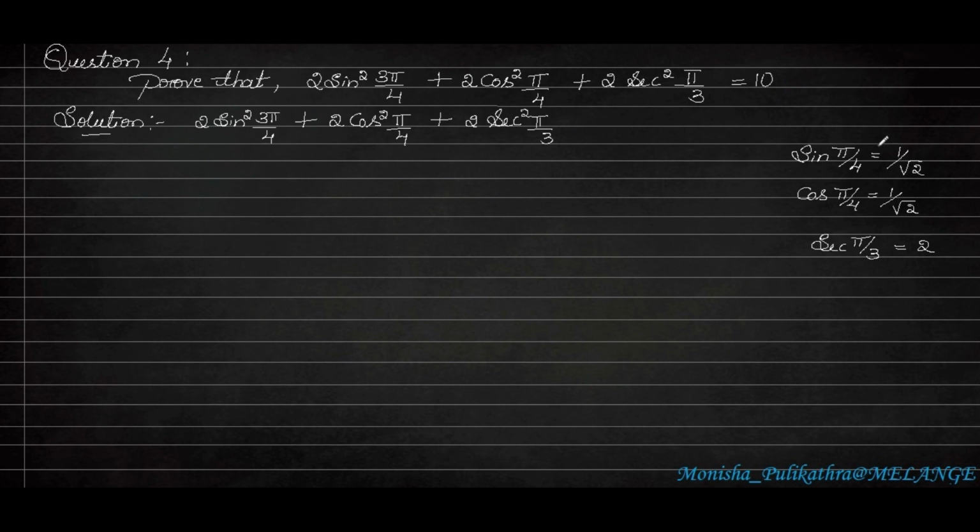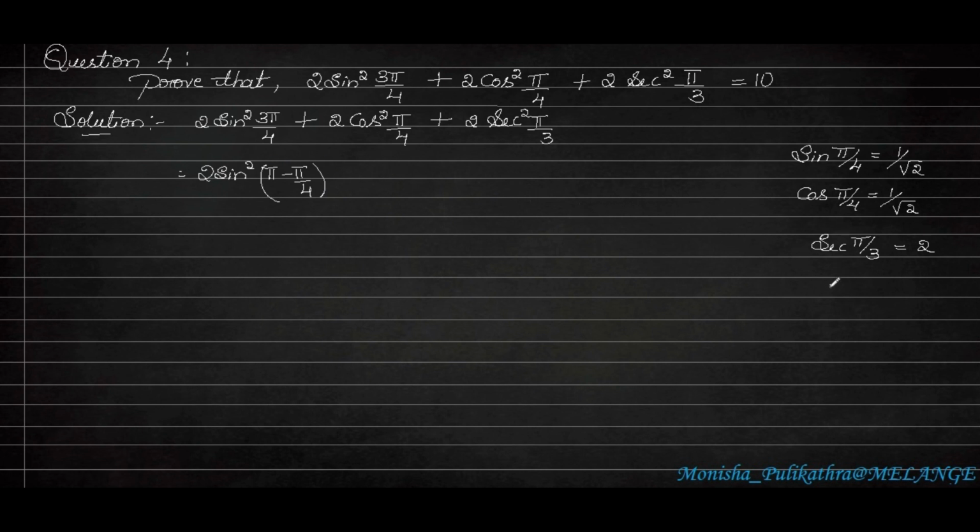According to the table, I have written the values of sin π/4, that is 1 by root 2. In the same way, cos π/4 is also 1 by root 2 and sec π/3 is 2. So here it is 3π/4, and the value of 3π/4 is not in the table. So we have to reduce it. We will reduce 3π/4 as π minus π/4.